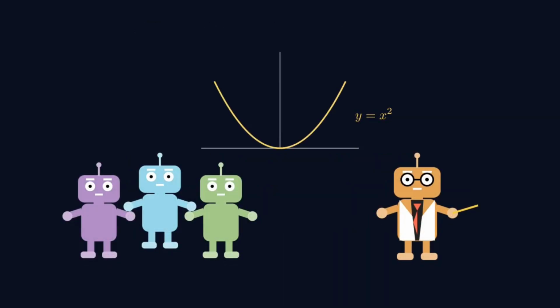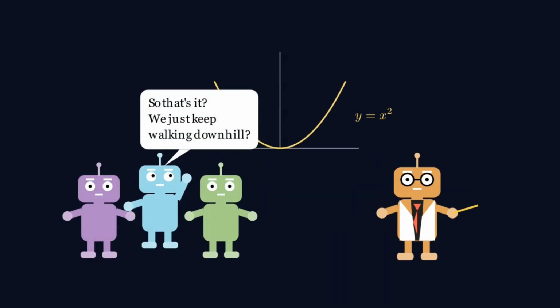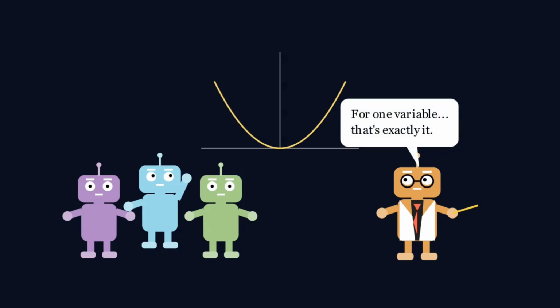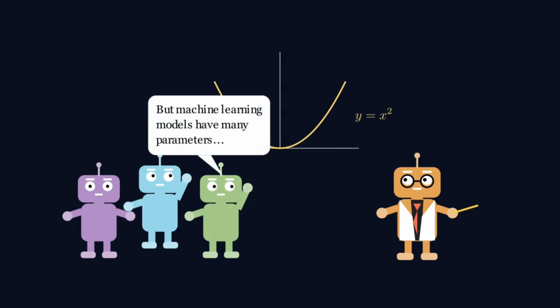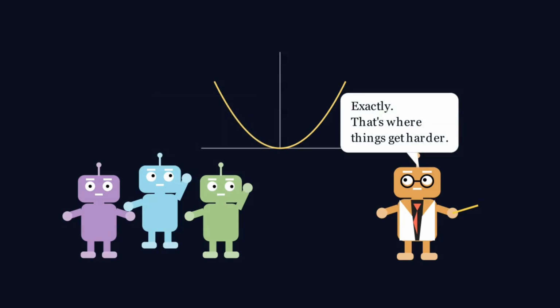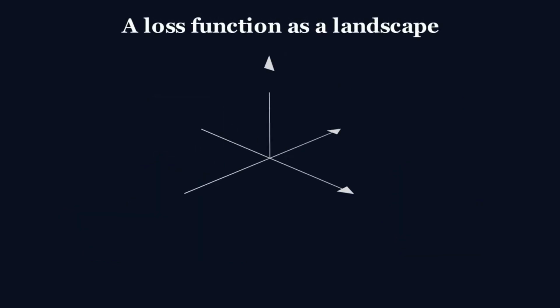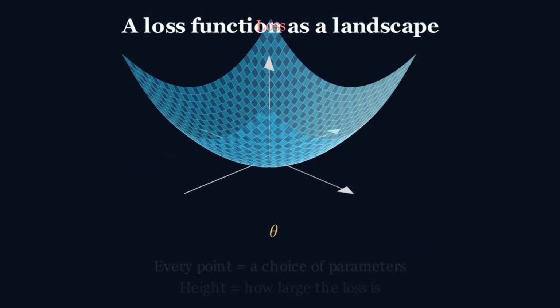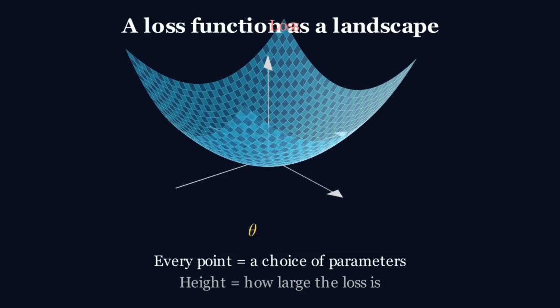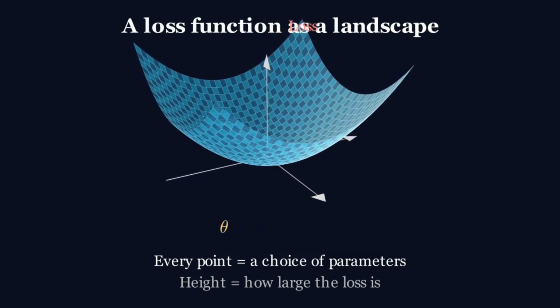And that's it. Believe it or not, you've now understood the entire idea behind gradient descent for a function of one variable. But there's a problem. Real machine learning models don't usually have one parameter, they have many. Which means our hill is no longer a simple curve, it's a landscape with many different directions. So how do we actually decide which way to walk now?